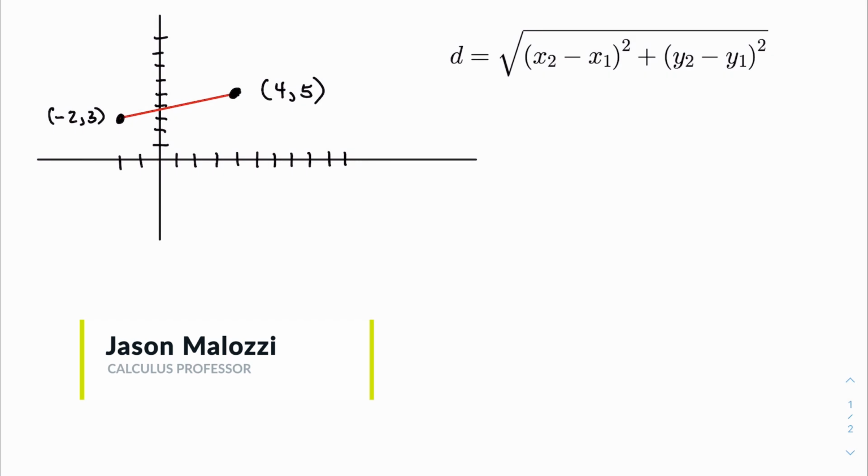Welcome. What we're going to look at right now is the distance formula and using it to find the distance between 2 points in the xy plane. So what we have labeled here are 2 points, (-2, 3) and (4, 5). And what we're curious about is how far apart are they?